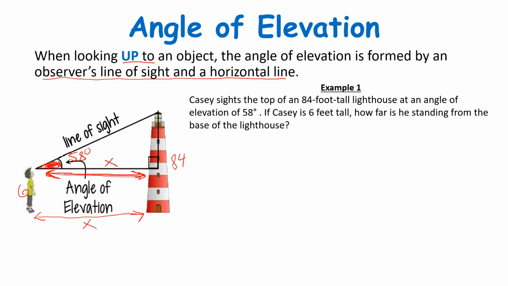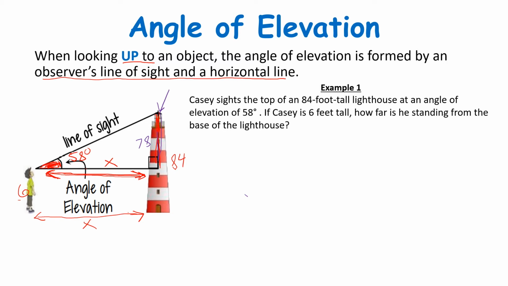Well, the lighthouse is 84 feet tall, Casey is 6 feet tall, and so we could find the length of this side here, the side adjacent to the right angle. Let me make it a different color so you can see. So this side here. If we subtract 6 from 84, we get 78. So the length of that side of the triangle is 78 feet. Now we could use one of our trig functions to find the value of x.